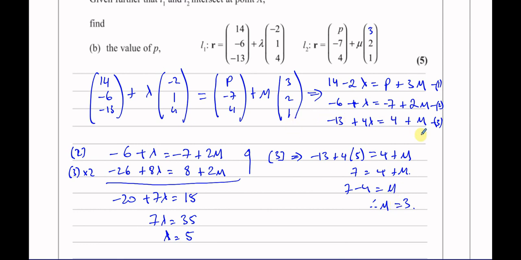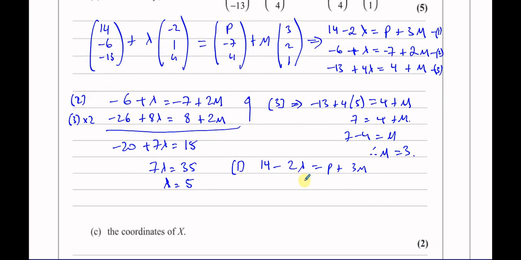So now we have to find what p is. Okay, so now I can use this first equation. I can take equation 1 and I can say 14 minus 2 lambda equals p plus 3 mu. So now I can take my value of lambda, which is 5. So 14 minus 2 times 5 equals p plus 3 times 3. So 14 minus 10, which is 4, equals p plus 3 times 3, which is 9. So therefore p is equal to 4 minus 9, which is negative 5. So I've now found the value of p after all that.